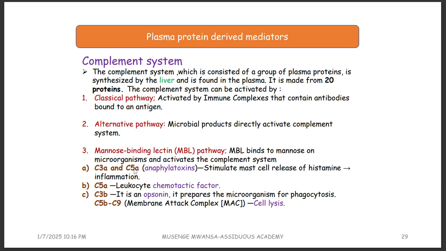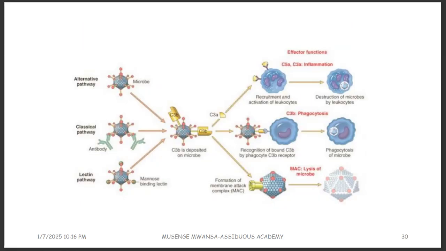C3A and C5A, these are anaphylatoxins. They are going to stimulate mast cells to release histamine. Remember, C5A is a chemotactic factor. Okay, C3B is an opsonin. It makes the microorganism sweet so that the phagocytes can chew it properly. It surrounds the microorganism. C5B to C9, this is known as a membrane attack complex, so it is used to break down the cell.